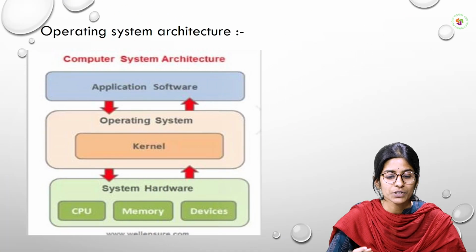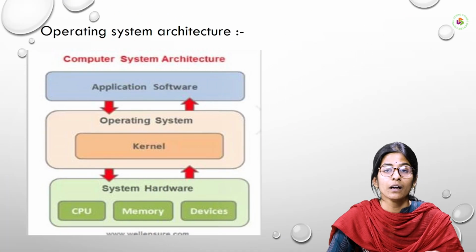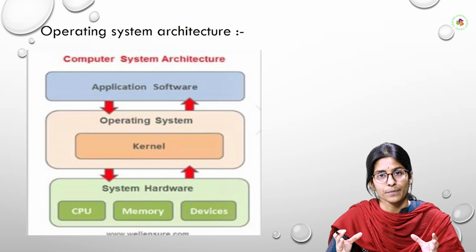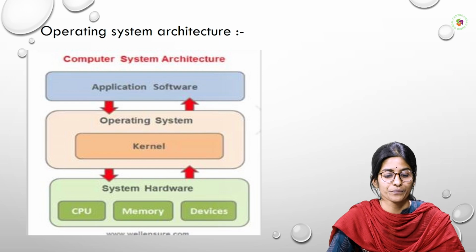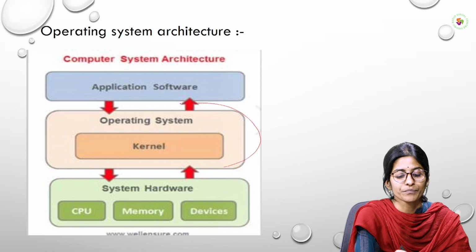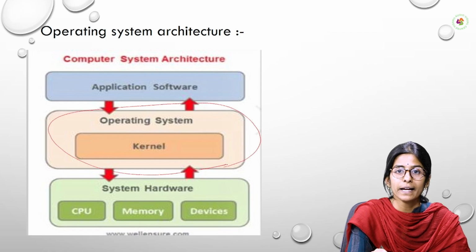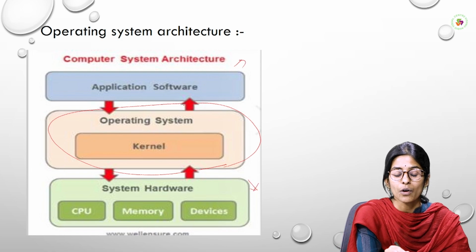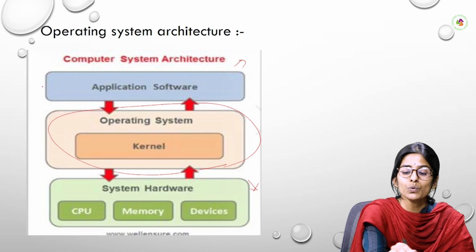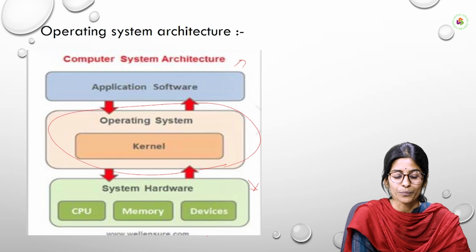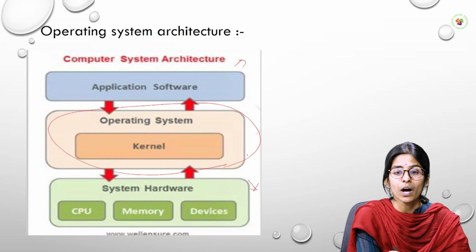This is the main architecture of the operating system. Basically, the operating system acts like an interface between the user and the hardware. In this diagram, the operating system is placed in the middle layer. The application software is placed in user mode and the system hardware is placed in hardware device mode. In the middle, as the interface, we have the operating system.